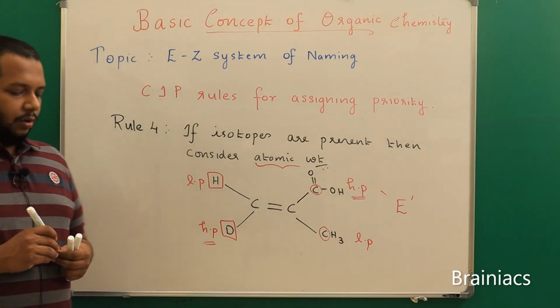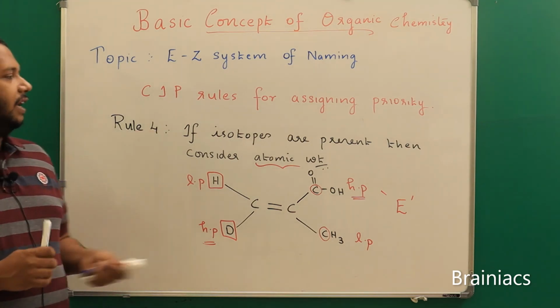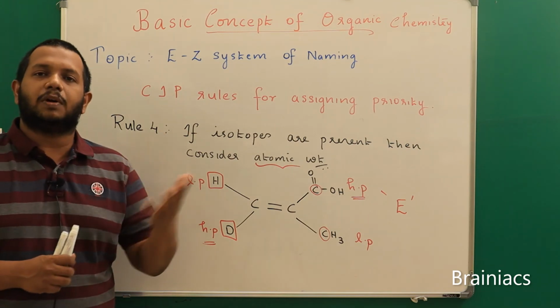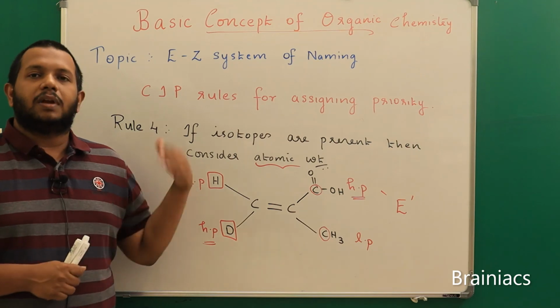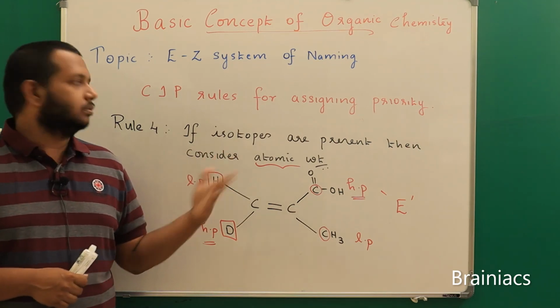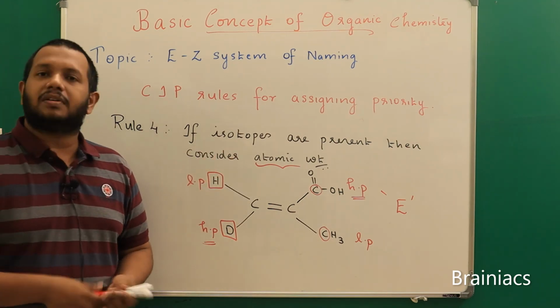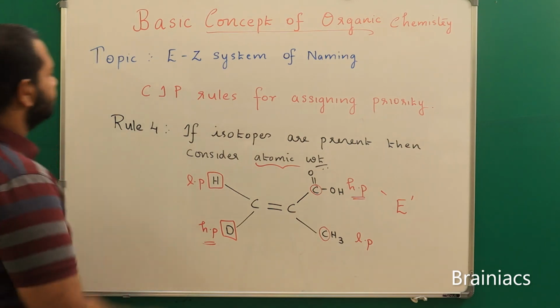Clear? So I hope with this you got a fair idea regarding how the CIP rule is being applied and the 4 rules I have explained. Now let's see more examples for your practice. Let's write one more question and try it out.